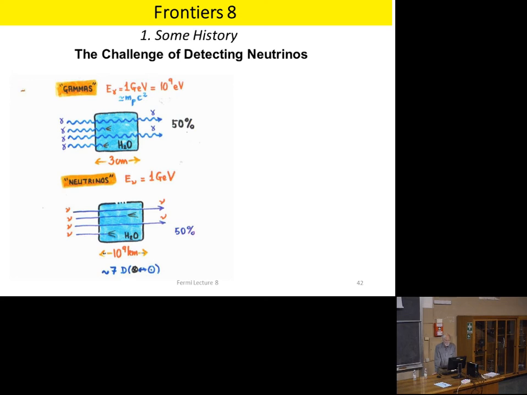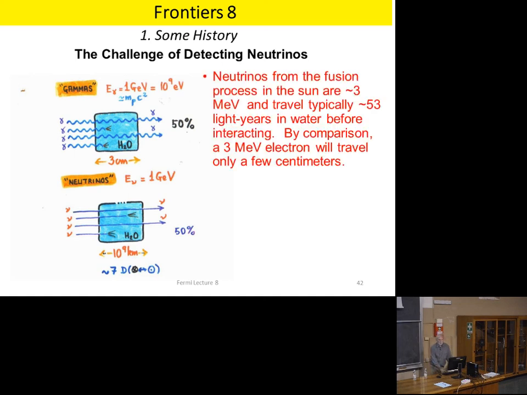So it's easy to make gamma rays interact. Now we have the same thing, 1 GeV neutrinos, and I put some water up. How much water does it take to have one of these neutrinos interact? About 10 to the 9th kilometers of water. So they don't interact very easily. So that's the first thing as a puzzle.